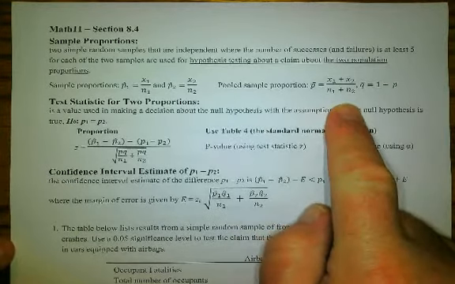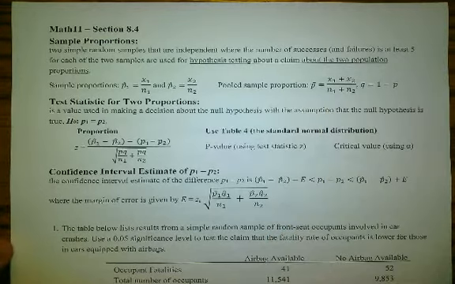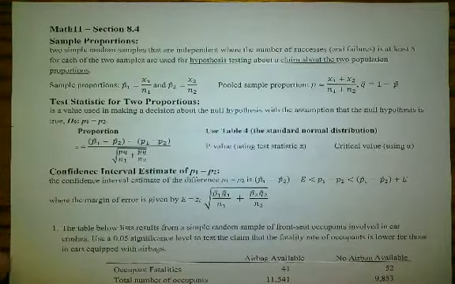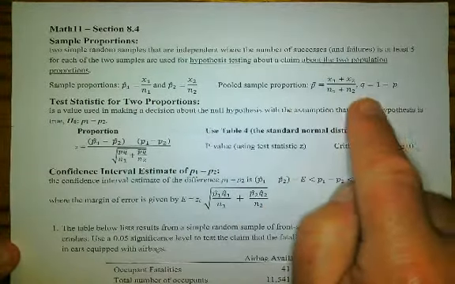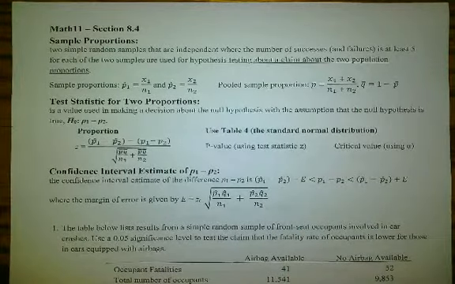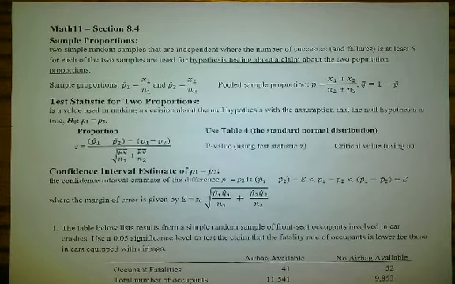We have to have a pooled sample proportion in this case, which is x1 plus x2 over n1 plus n2. So note they are coming from our two proportions. That is P bar. Q bar equals 1 minus P bar. Again, P and Q always have to add up to be 1. They are complements. Here is our test statistic.